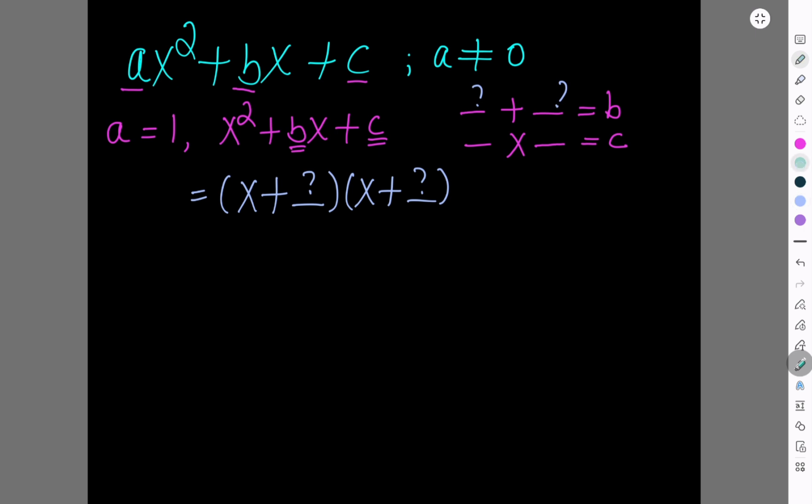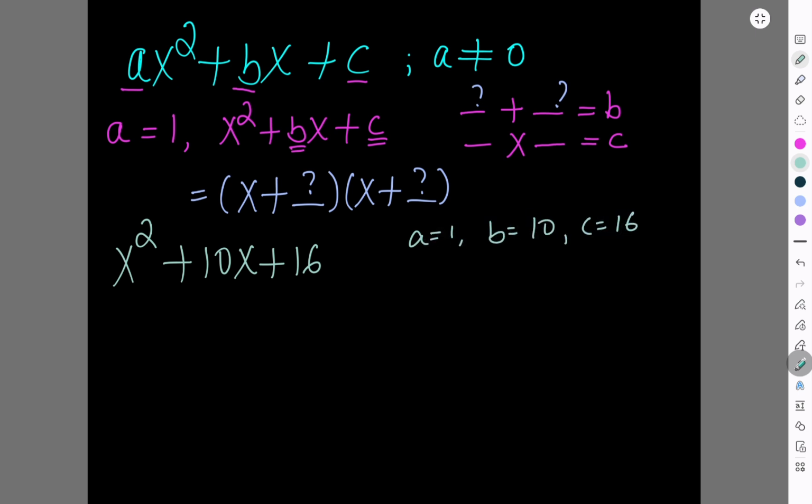Then let us come to the first example. So we have x squared plus 10x plus 16. Okay, in this case, A is 1, B is 10, and C is 16. Then we need to find out two numbers with sum 10 and product what? 16. And from the possible factors of 16, we need to find out those that add up to what?